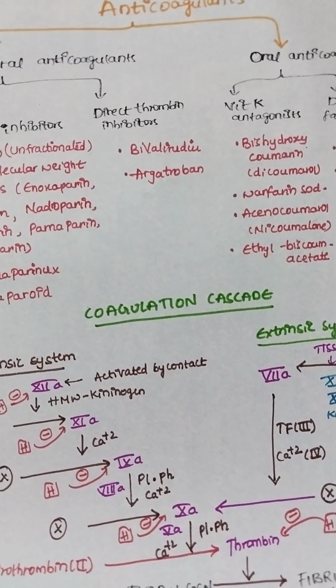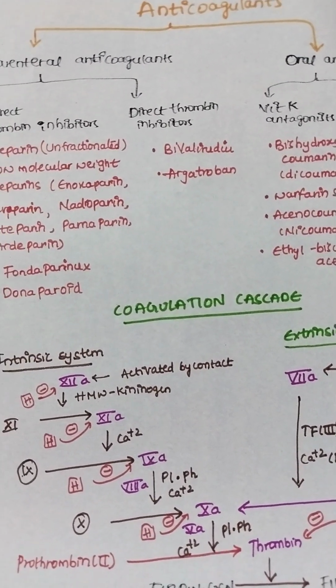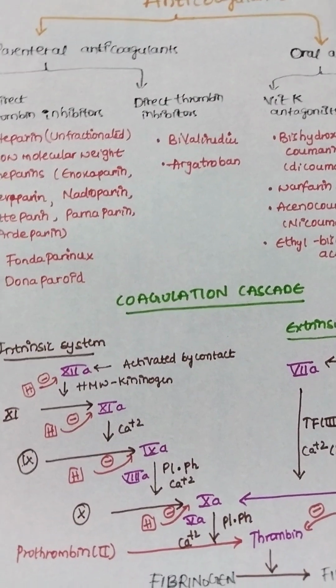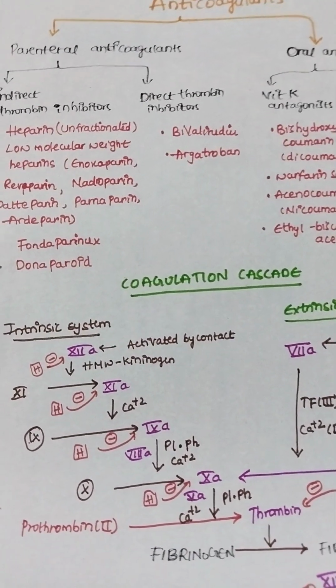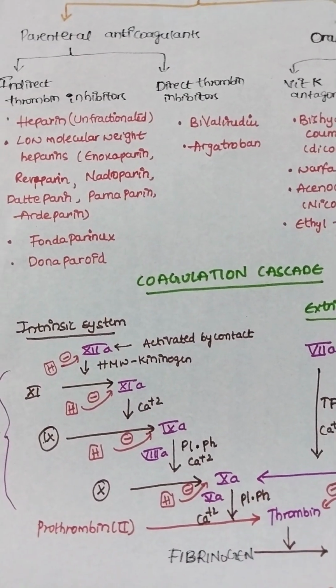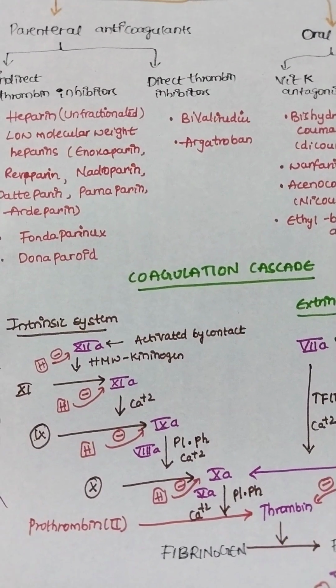Okay. So before we discuss these anticoagulants, first we have to learn about the coagulation cascade, because it is very important to understand the mechanism of action of these anticoagulants. So let's discuss it. The coagulation cascade has an intrinsic system and an extrinsic system.